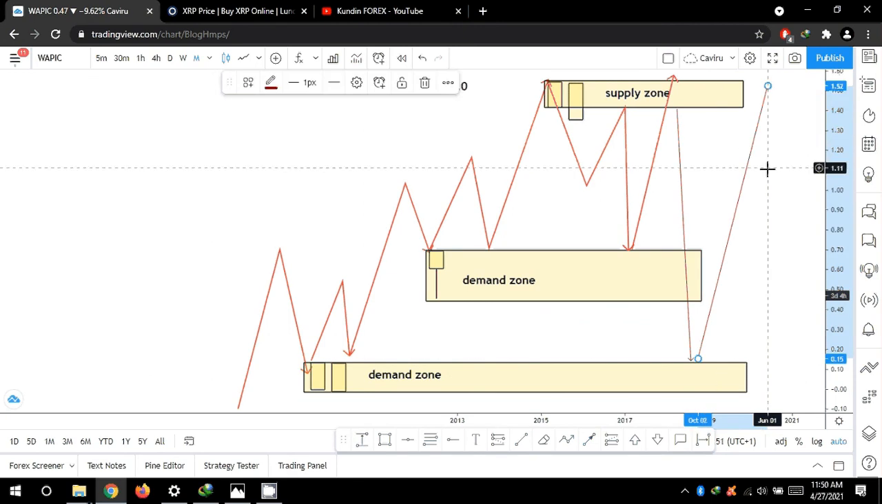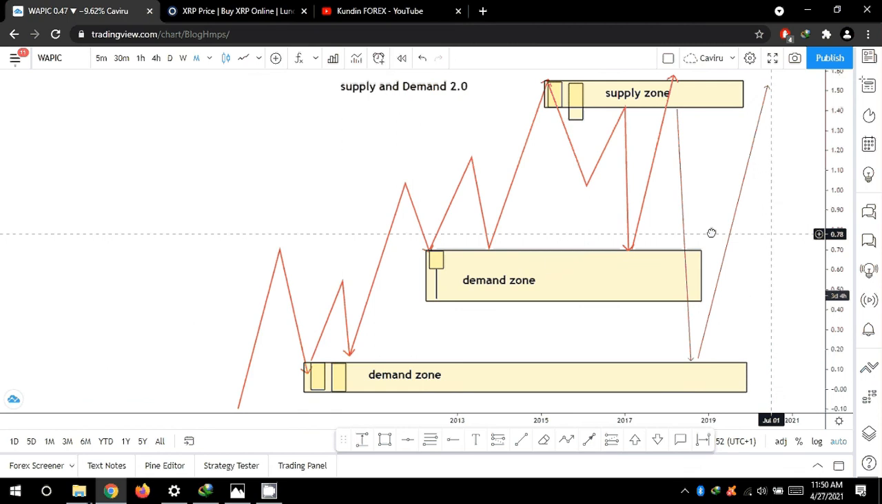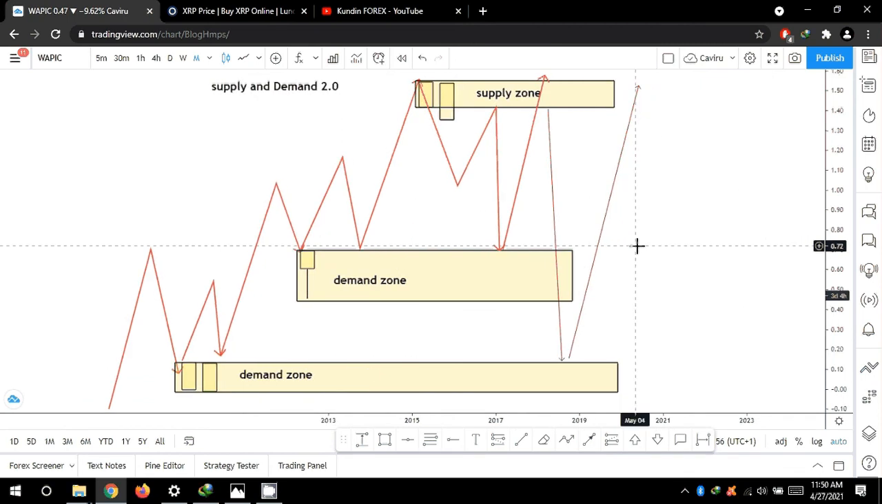So this video, like I said, supply and demand 2.0, is more detailed and explains the illustration of how supply and demand works. But from now on, I will heavily talk much more on demand zones. That's what I will be talking about.